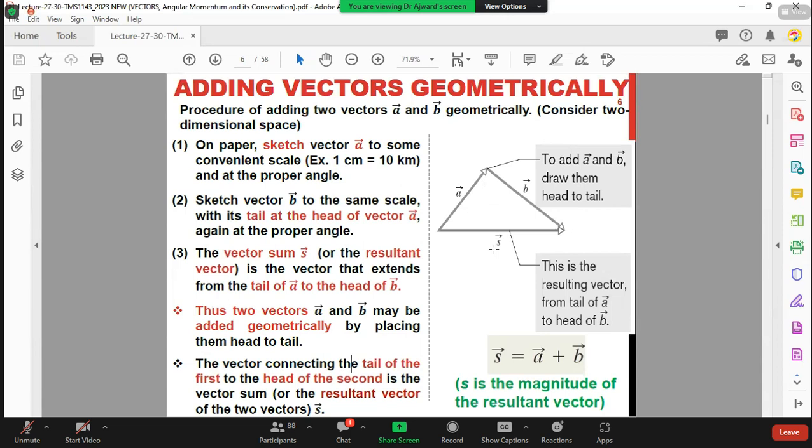Maybe some of you tried it in your notebooks. Just randomly draw vectors and try to add them. Try to do that. All right.